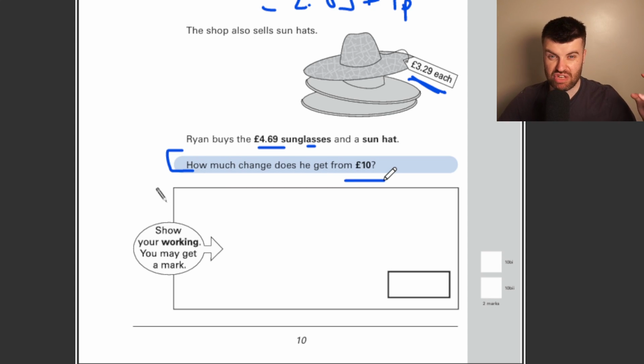They've been asking this question for 20 years. How much change from a tenner or a fiver? It's so common. Okay, it's almost bound to come up. It's been coming up for over 20 years.